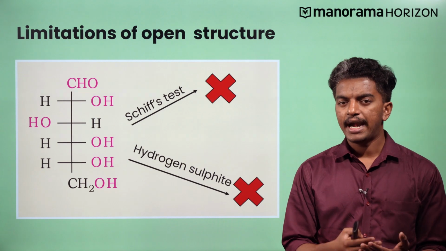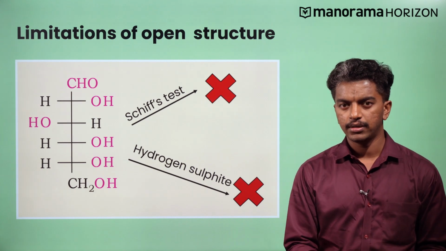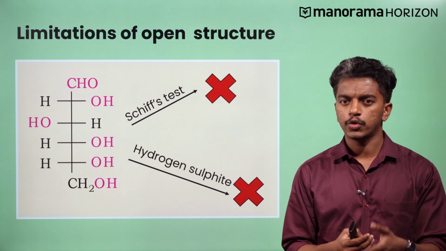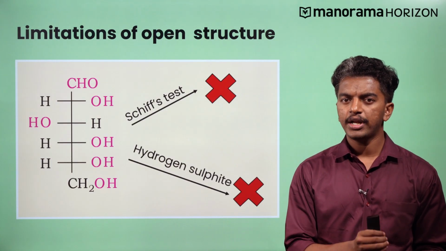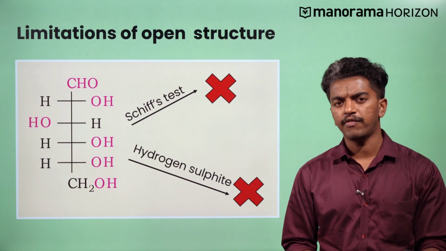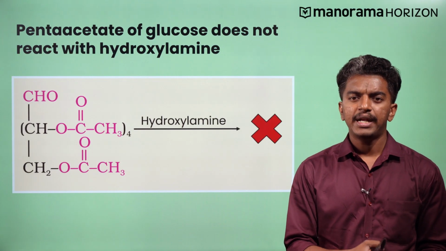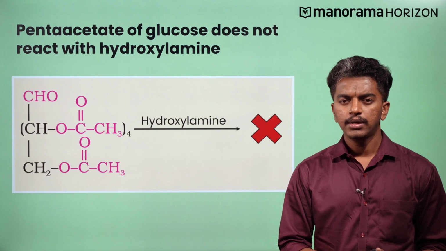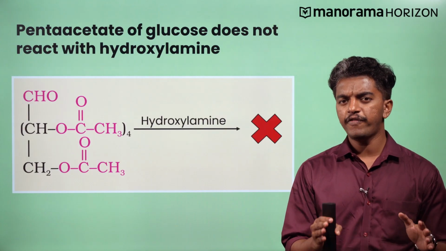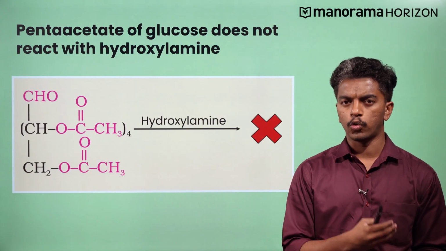If the glucose had an open structure as mentioned here, then it has to give reactions of aldehydes. But glucose neither gave Schiff's test nor an addition product with hydrogen sulfide. Also, pentaacetate of glucose does not react with hydroxylamine. This indicates the absence of any free CHO group in glucose.